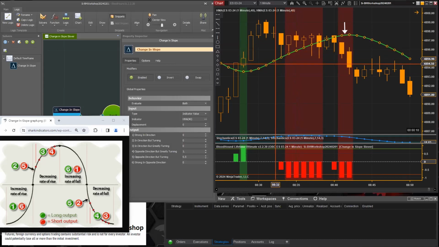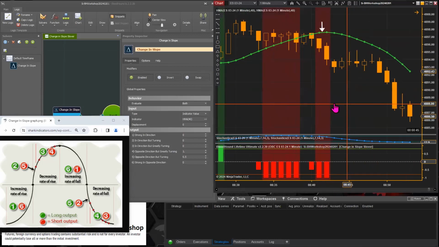So we can see the angle of the HMA, it's still rising, but it's ever so slightly falling off, right? But price hasn't crossed below yet. But then once price does finally cross below, the HMA then rolls over.